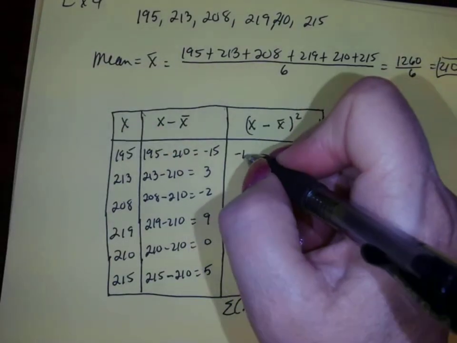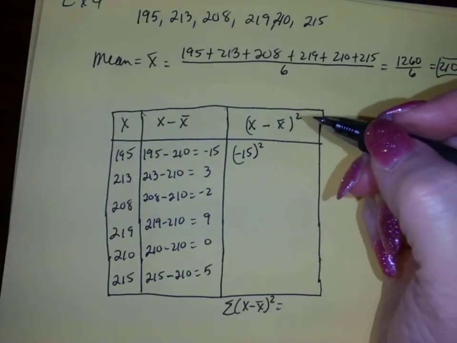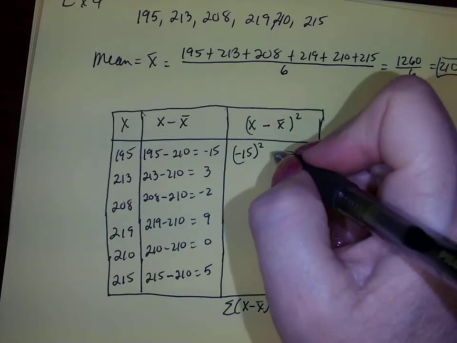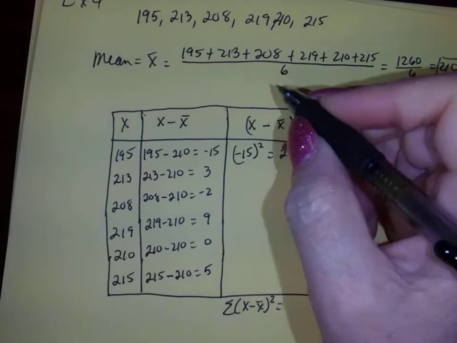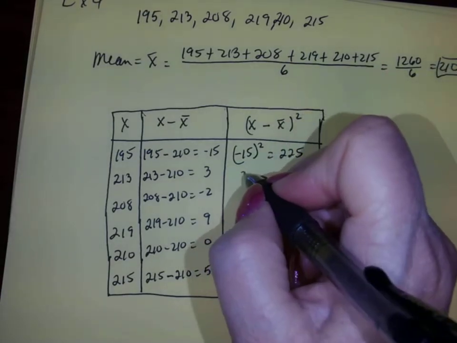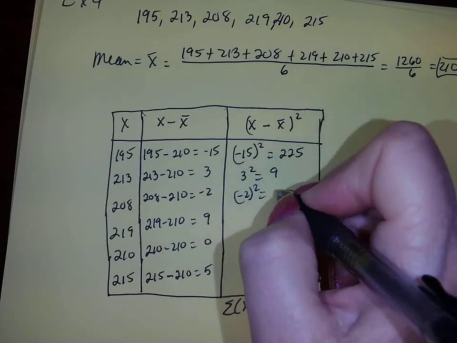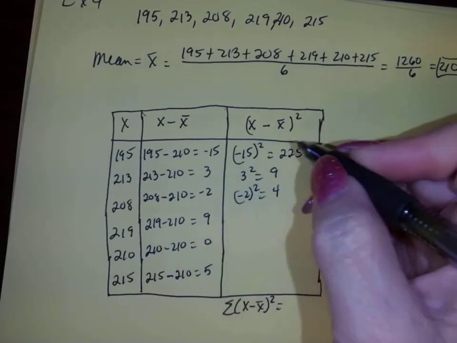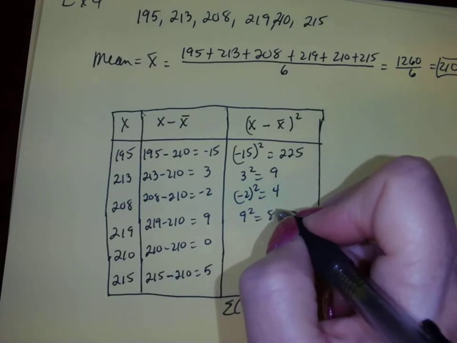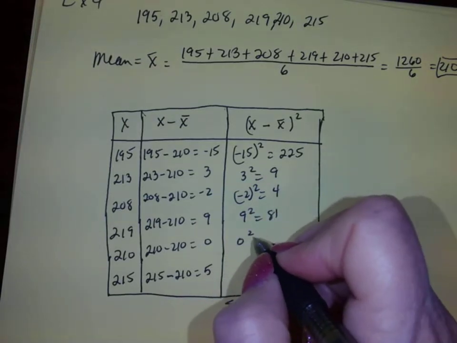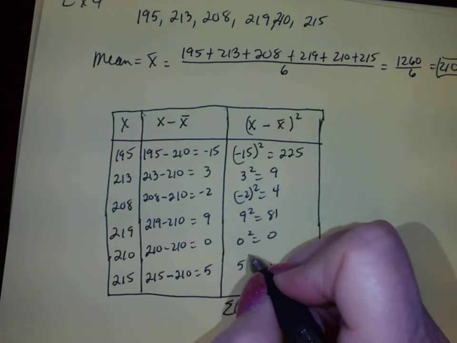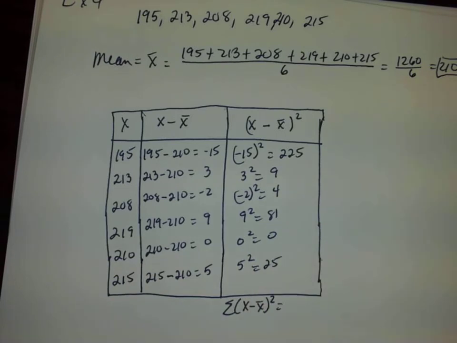All right, now we're going to take that number and square it. So negative 15 squared is 225. 3 squared will be 9. Negative 2 squared will be 4. 9 squared is 81. 0 squared is 0. And 5 squared is 25.